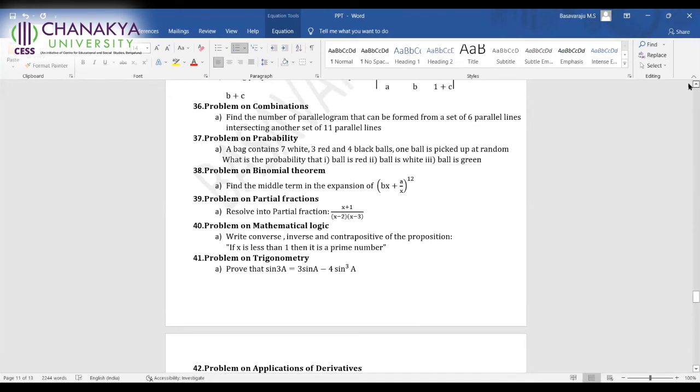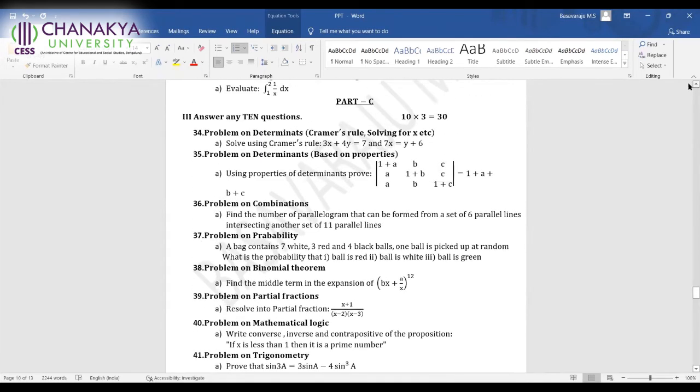Just check out. In the 3 marker first problem, you can expect Cramer's rule. So what is Cramer's rule? You need to find out delta x, delta y, and calculate the x value and y value by using the formula, which is x equals delta x by delta and y equals delta y by delta. Hope you know the meaning of delta. It is the determinant for the given equations.